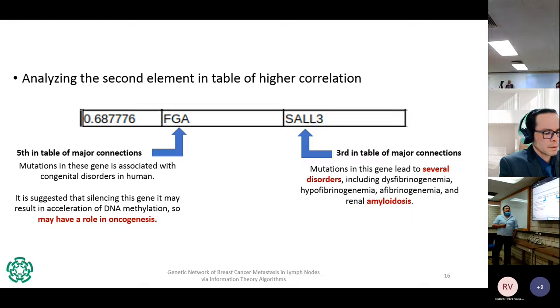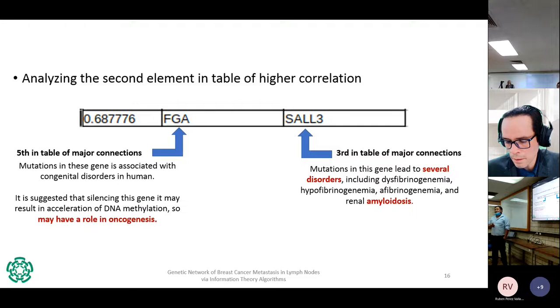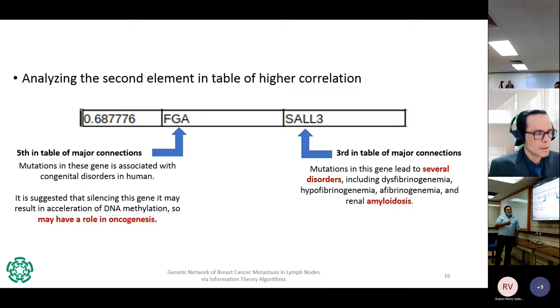And the other gene, SALT3, when it has mutations, leads to several disorders, including some disorders in the blood, and the most important, the disorder that takes our attention, is renal amyloidosis. This amyloidosis is related to the bone marrow and can be located in different organs. So this information can tell us that there is a metastasis present because of these genes.